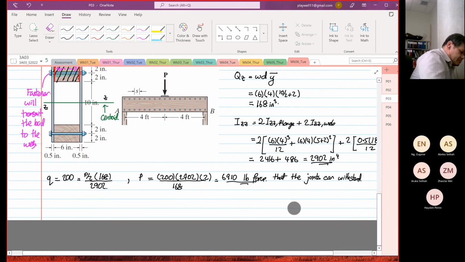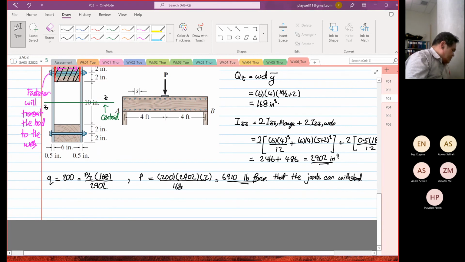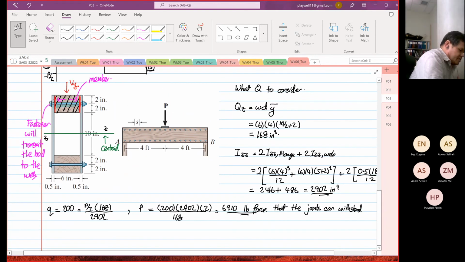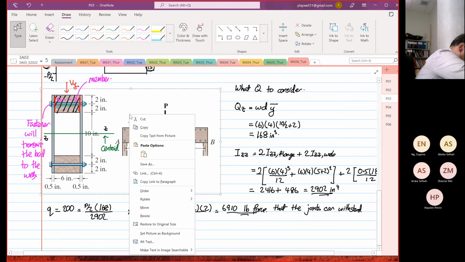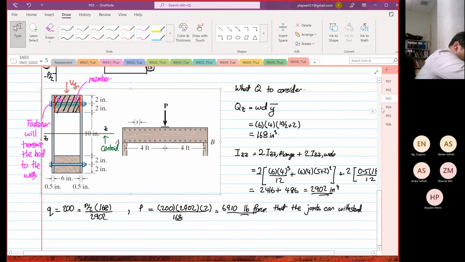Okay. So now we know that the joints can take up to 6,910 pounds of force, or P. We have calculated that it can go up to 6,910. So this is mode 1, which is failure of the fastener. Then we are going to go to mode 2. Does anyone have questions so far? I don't see anyone with a question. So we are going to mode 2.